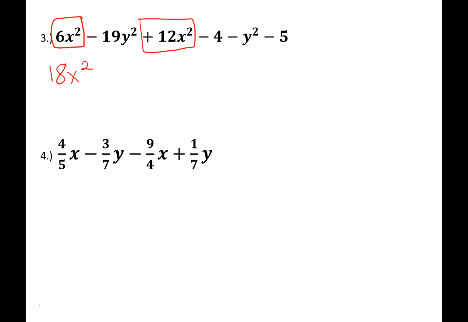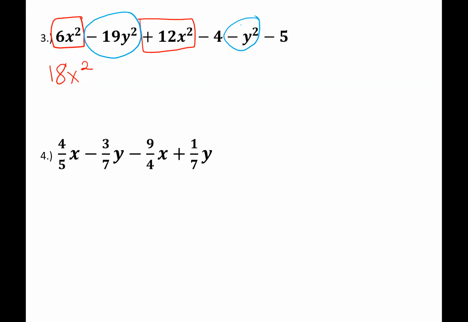Now I'm going to keep going and looking at my list of terms. I'm going to use a different color just to kind of stay organized here. So the next term is minus 19y squared. So I'm going to look along my expression here and find another term that has y squared. So the next one that I see is just this minus y squared. So I will circle that. So I've circled minus 19y squared and then just minus y squared.